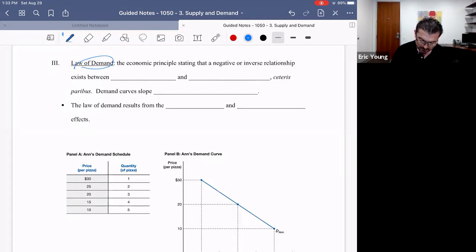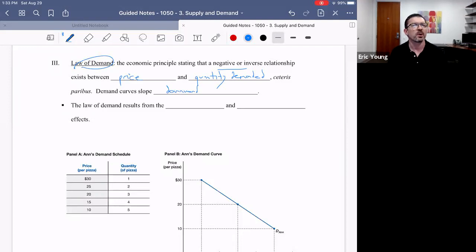The law of demand, let's get a definition first. This is an economic principle that states that there is a negative or an inverse relationship between price and what we're going to call quantity demanded. So the law of demand states that there is an inverse relationship between price and quantity demanded, ceteris paribus. As a result of this, demand curves slope downward.